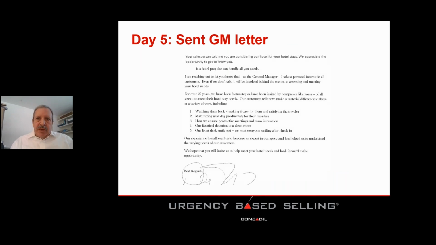And then we did something else. We sent the GM letter. It wasn't enough just to make a material difference, type 3 knowledge. We had to bring in air power. We had to bring in the higher ups. And so this is something you might consider doing if you're not doing it: the sales manager letter, the GM letter, the CEO letter. We write a letter supporting the salesperson. Your salesperson told me you're considering our hotel. We appreciate the opportunity. She's a pro. She can handle your needs. I'm reaching out to let you know as the general manager, I take a personal interest, et cetera, and we restate the selling platform.